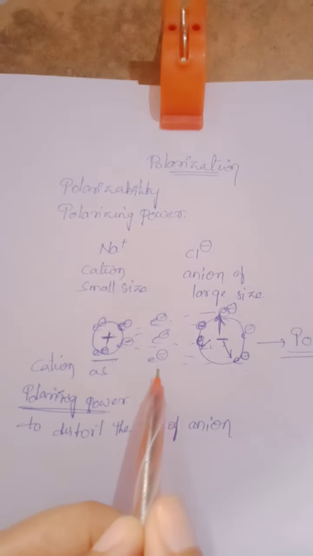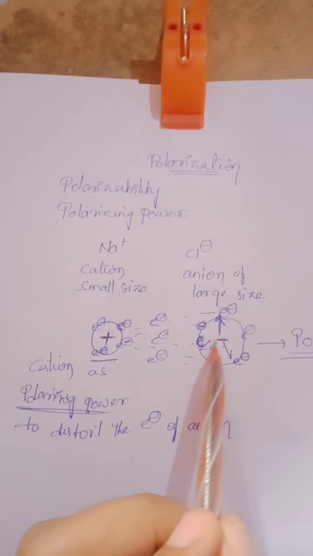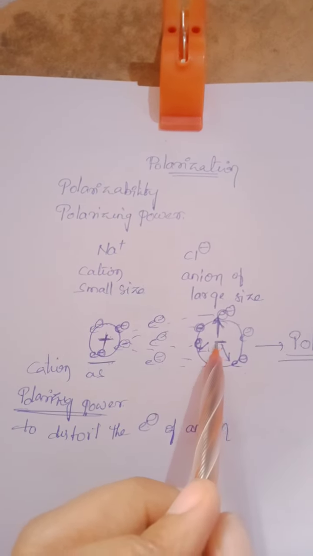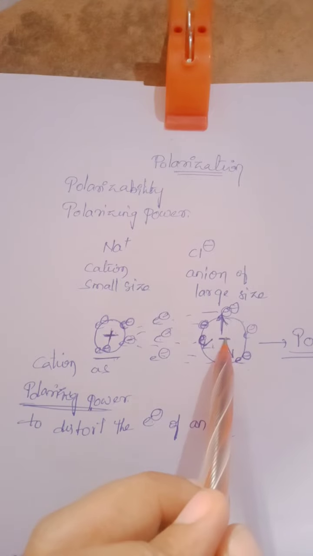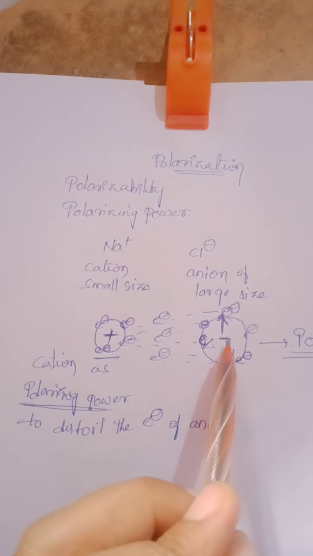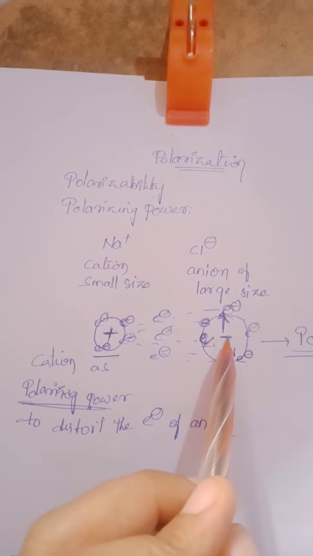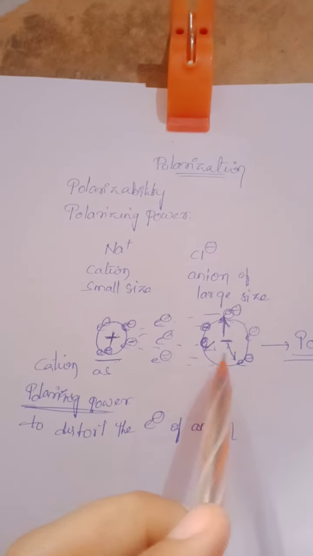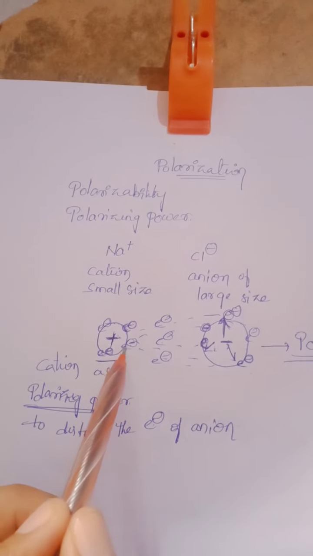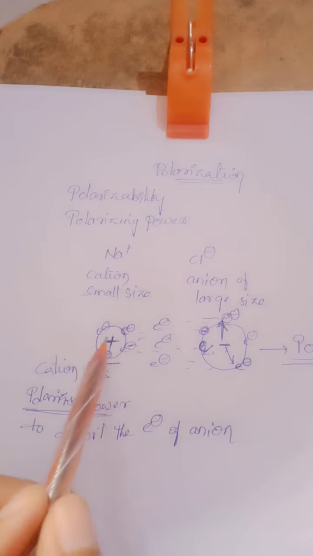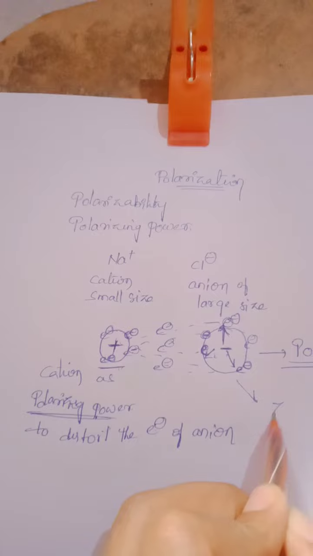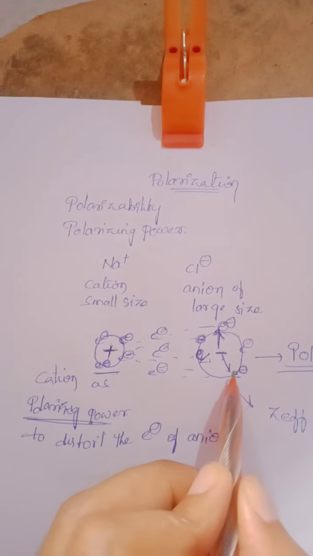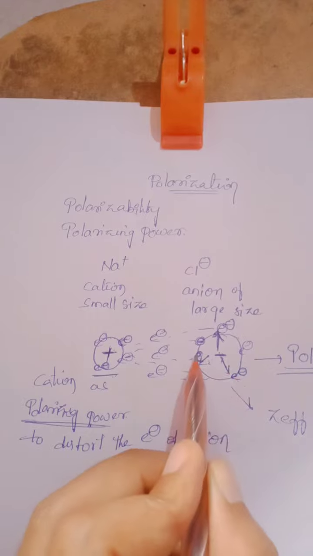When the anion undergoes distortion, the force of attraction between the nucleus of the anion and its electrons decreases. As the force of attraction decreases, the Z effective of this anion decreases. Because the distance between the nucleus and electrons increases, the shielding effect increases here. The force of attraction between the nucleus and electrons decreases, because these electrons are far away from the nucleus and undergo distortion.